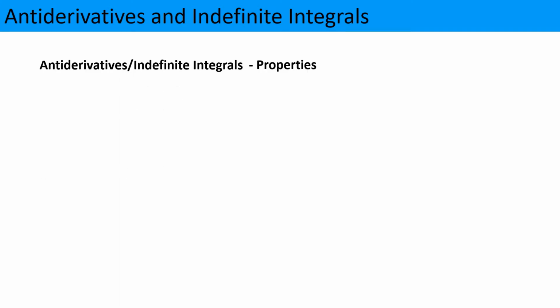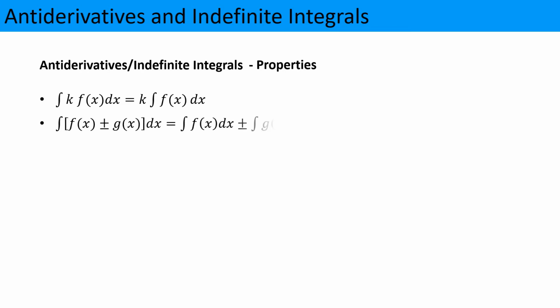Now let's look at some properties of antiderivatives and indefinite integrals. The first one states that the integral of k, that's any number times a function, dx is equal to, you could take that k out of the integral sign and just multiply it to the integral of f of x dx. And the integral of the sum or difference of two functions is equal to the integral of one plus or minus the integral of the other function.